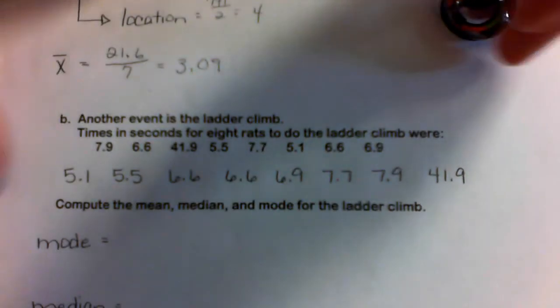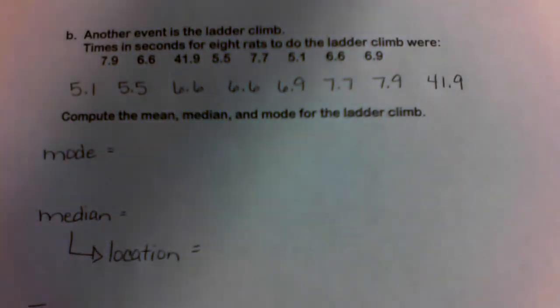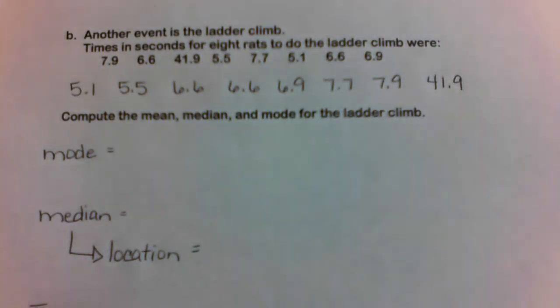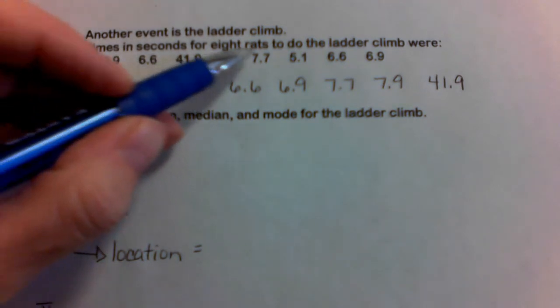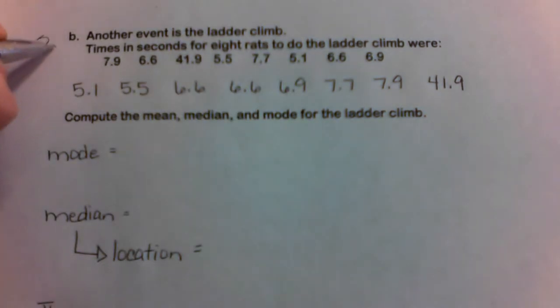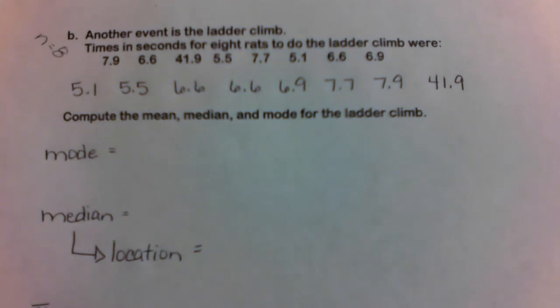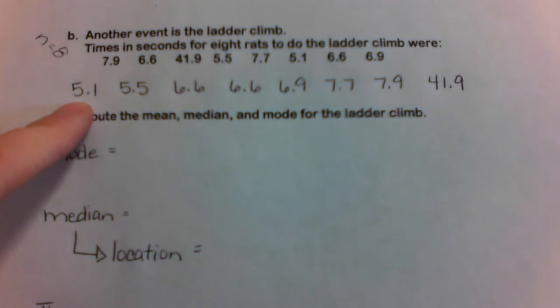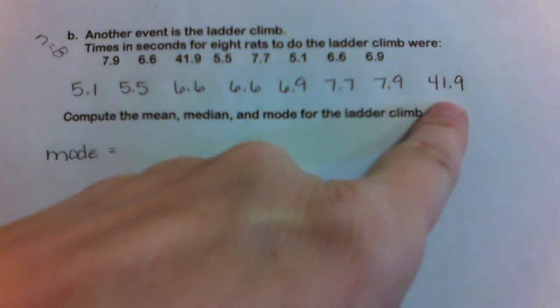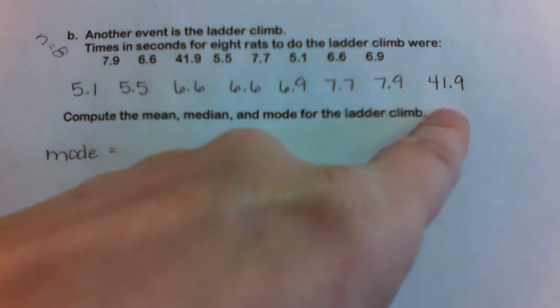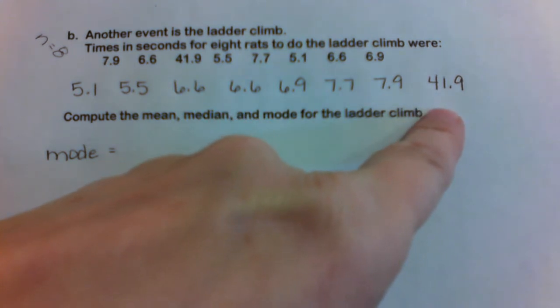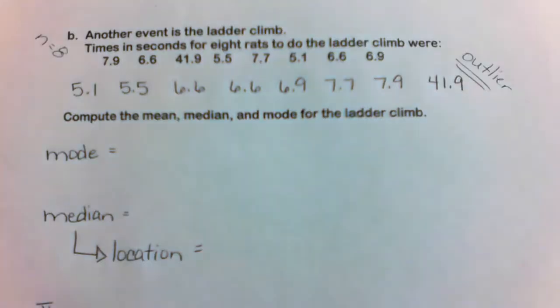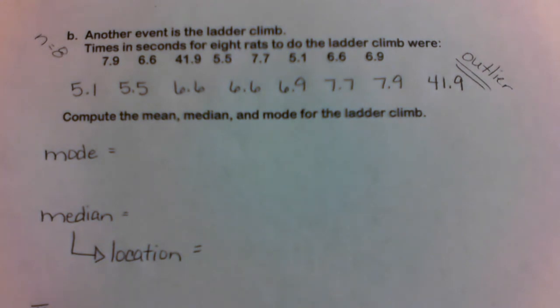Then they took those rats, maybe different rats, I don't know, and this time they climbed a ladder. So 1, 2, 3, 4, 5, 6, 7, 8. So now we have 8 rats instead of 7. I've placed them in order. 5.1 seconds is 1, all the way up to 41.9 seconds. Now if you'll notice, this number is quite a bit larger than all of the others. That value is what we call an outlier. An extremely large in this case, or an extremely small value in relationship to all the other data values is considered an outlier.